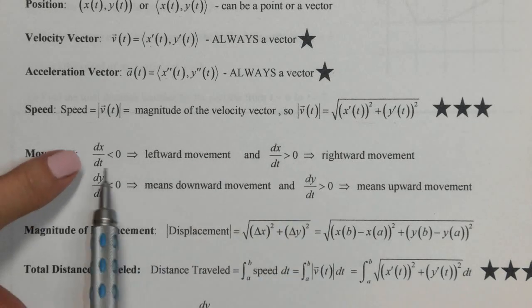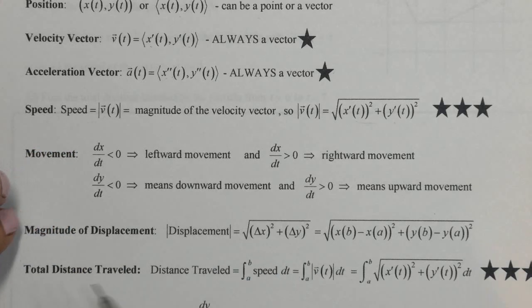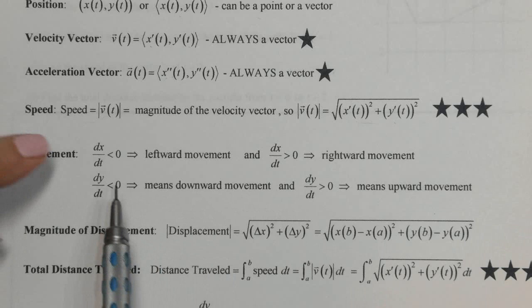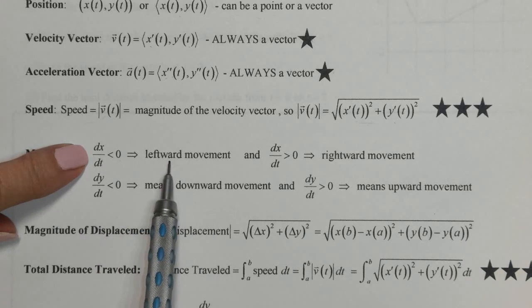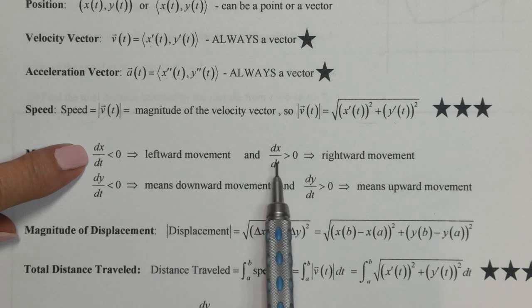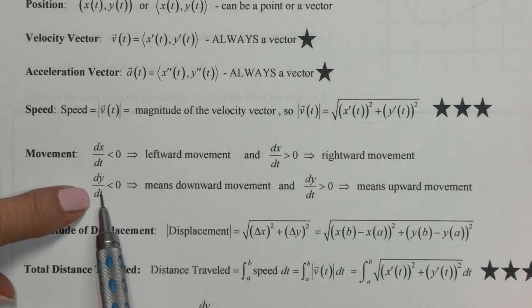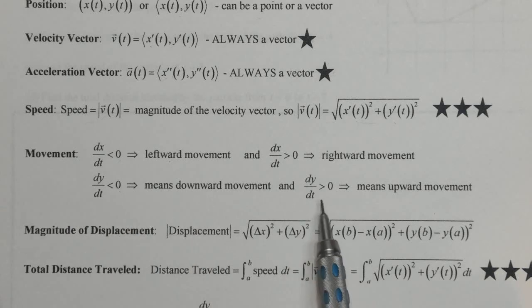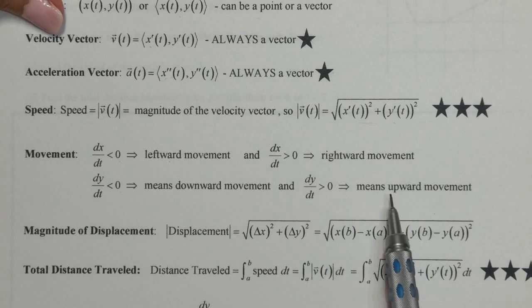Okay, x prime and y prime by themselves determine horizontal movement and vertical movement. So if x prime is negative, the particle is moving to the left. X prime positive, rightward movement. Y prime negative means downward movement. Y prime positive means upward movement. Okay.